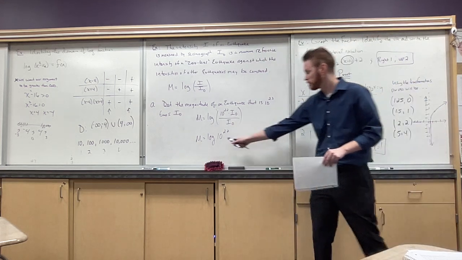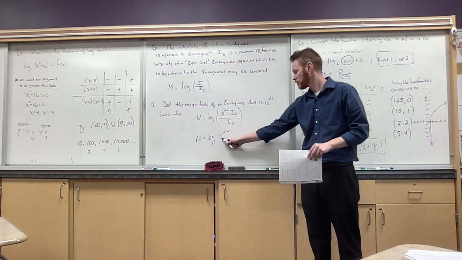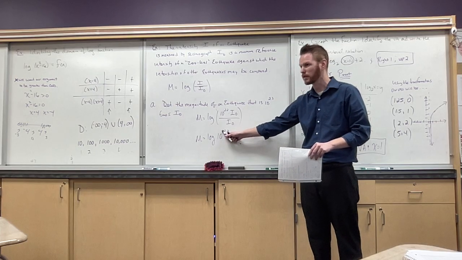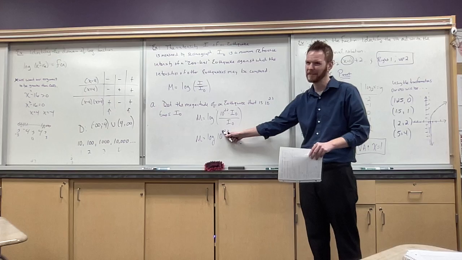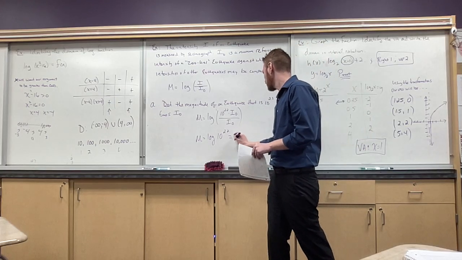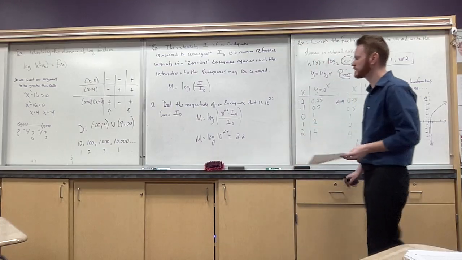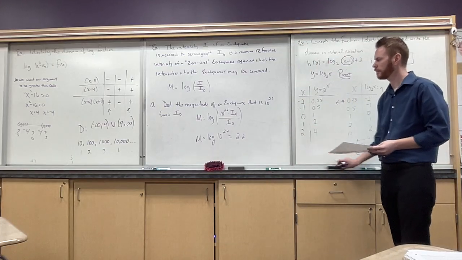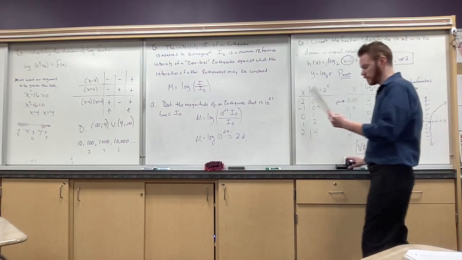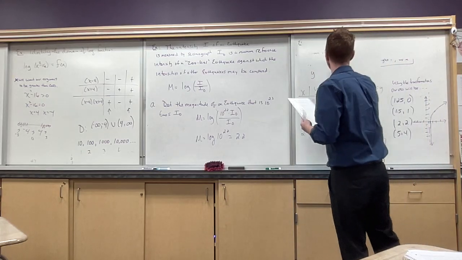Now again, because this is a base 10, you'd have 10 to the same base raised to the exponent. Is that property 3? I can't quite remember which property it was. So this is just going to be 2.2. All right. Let's try the next one.